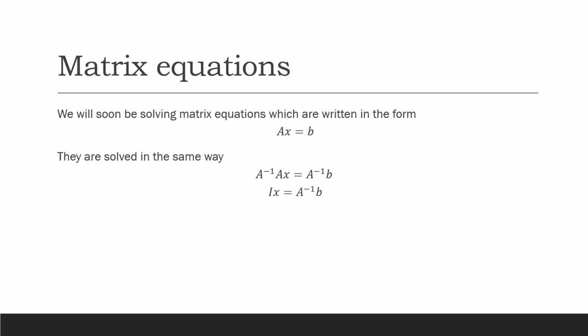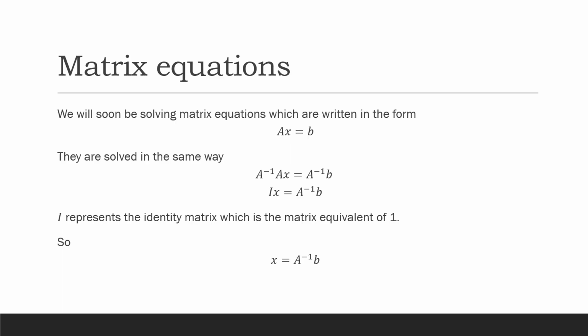Now I've written there I instead of 1. Now I is the matrix equivalent of 1. It's called the identity. Now an identity is a very boring thing. If you multiply something by an identity, it makes no difference to it whatsoever. It's the equivalent of 1. So 1 times 5 is 5. 5 times 1 is 5. Now that means we can just drop the I. So our result, and you'll see this shortly, is going to be A to the minus 1 times B, and you have to do a little bit of multiplication there.